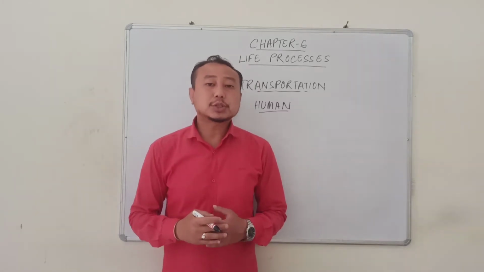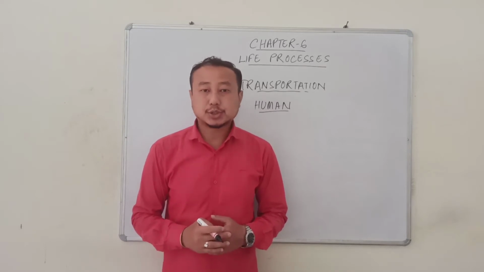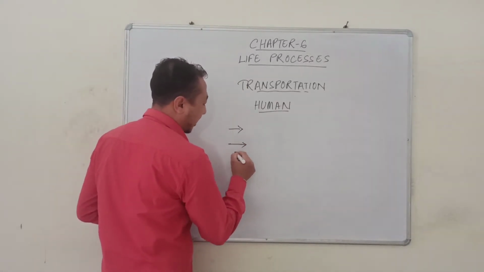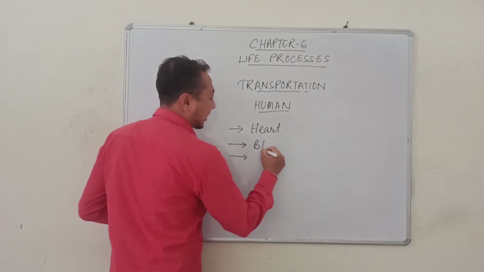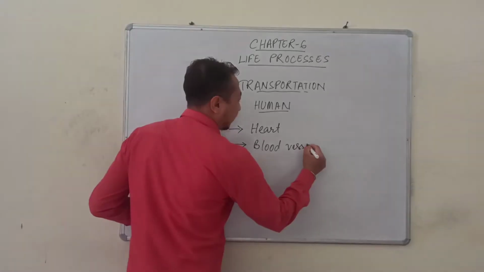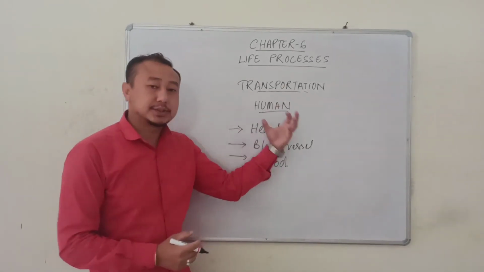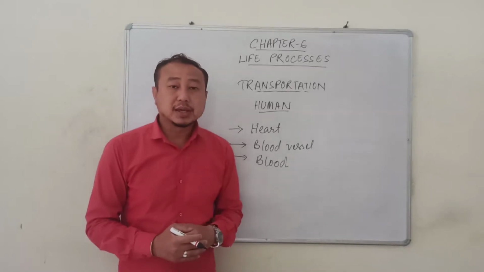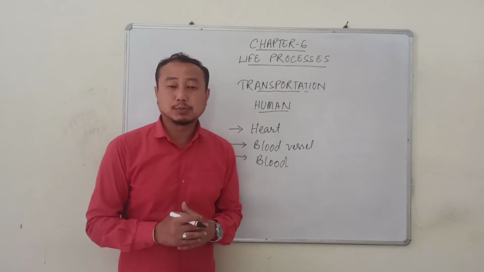In humans, the process of transportation is performed with the help of an organ system known as the transportation system or circulatory system. The circulatory system in human beings consists of three different parts. The first one is the heart, the second one is the blood vessel, and the third one is the blood. So these three components cooperating with one another perform the process of transportation in human beings. Now let us see one by one these three parts of the transportation system in human beings.